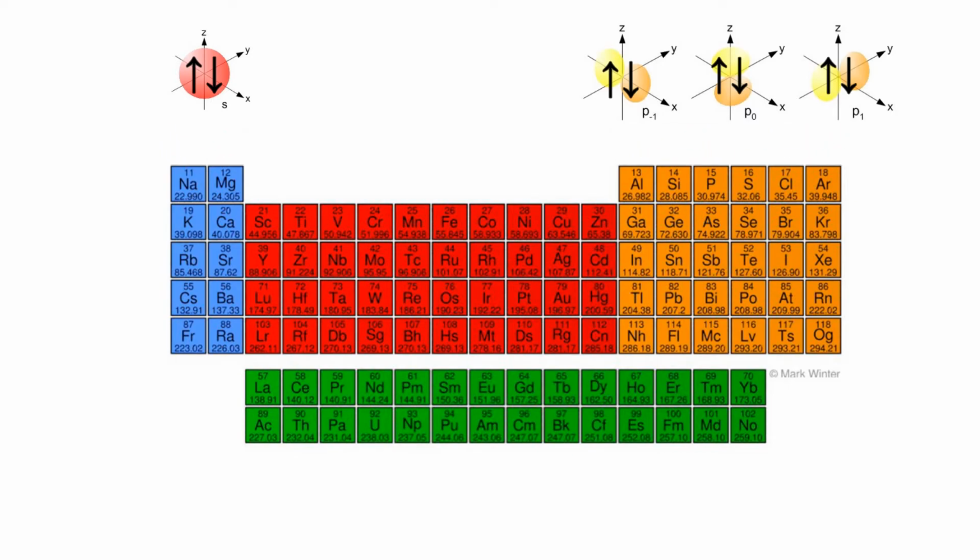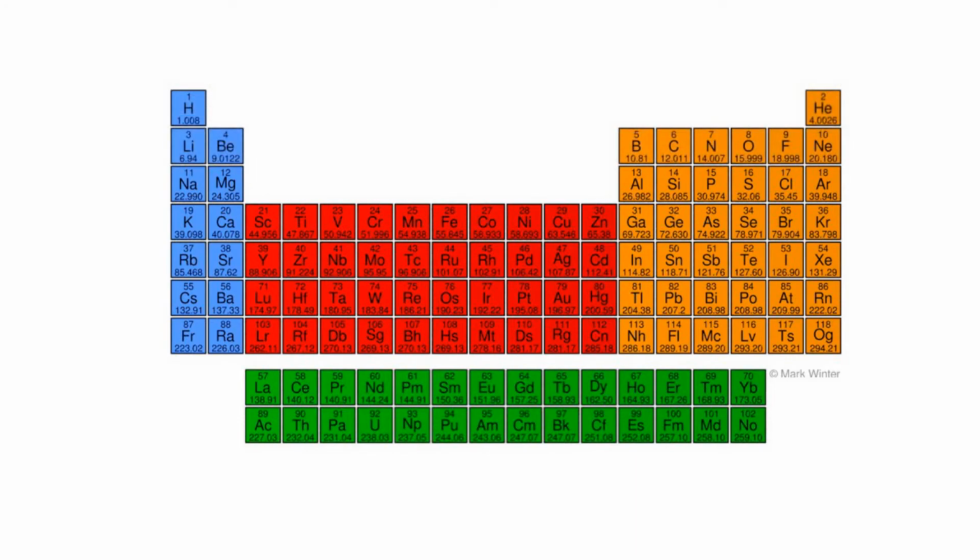The third row follows the same trend, but should it? Shouldn't we get a third type of orbital in the third row, just like we did for the first 2? Well, that's why it's called a periodic table and not the quantum table.